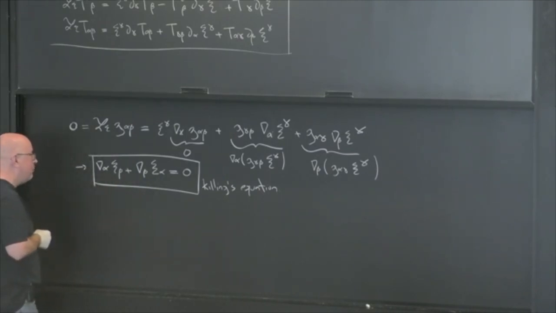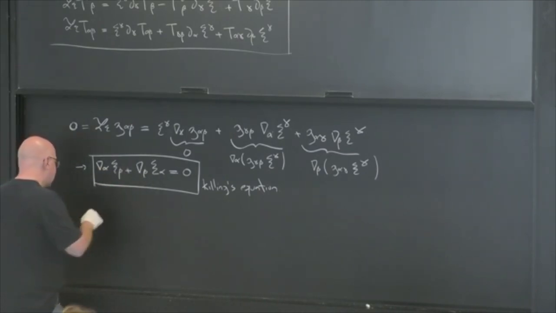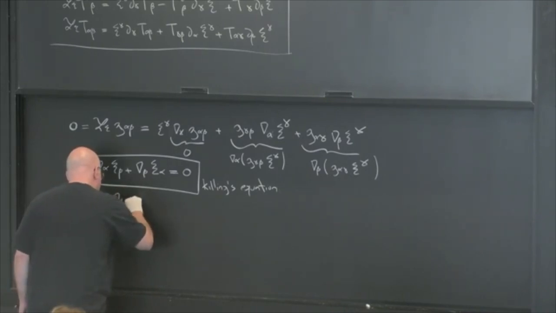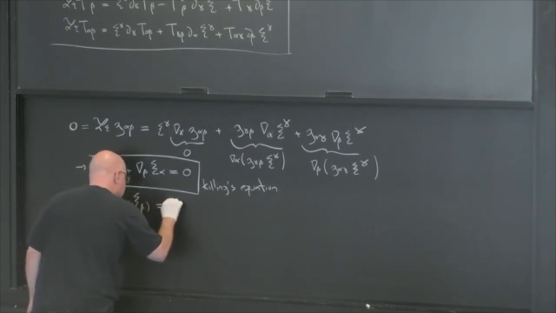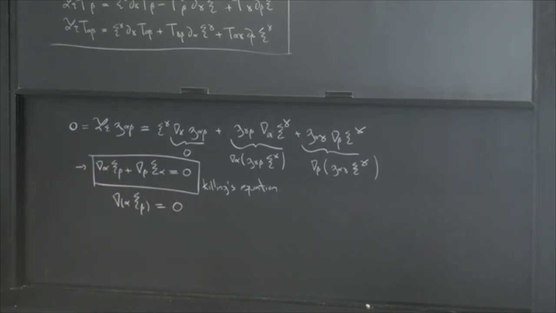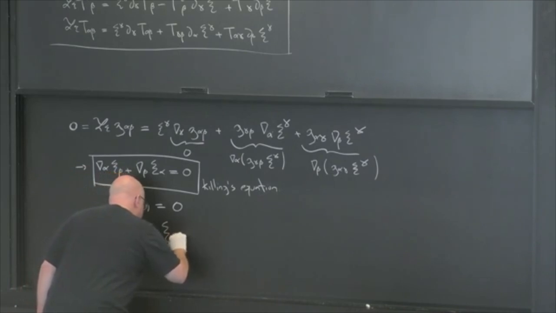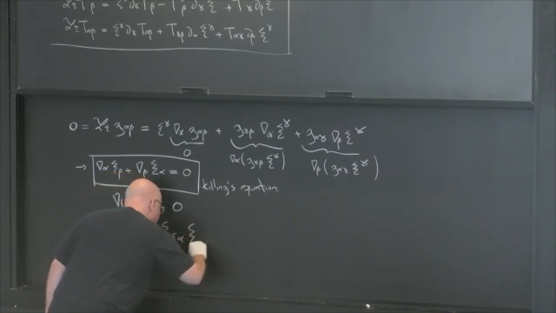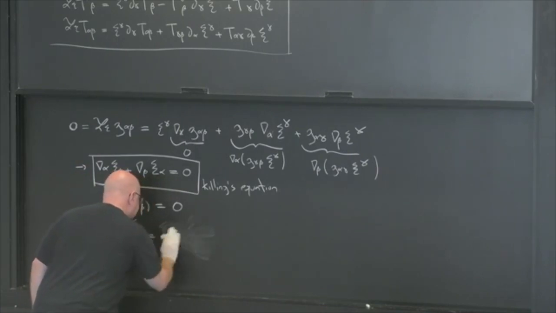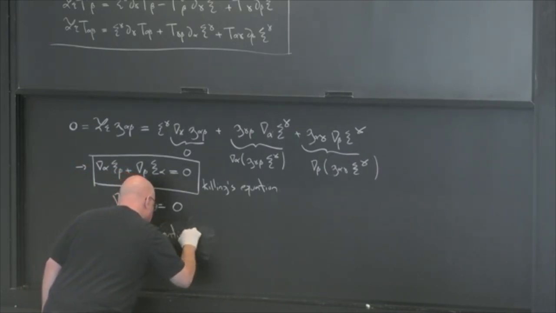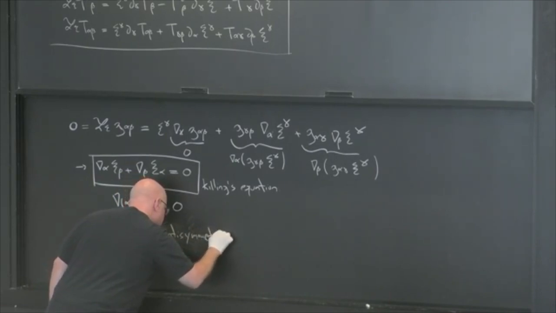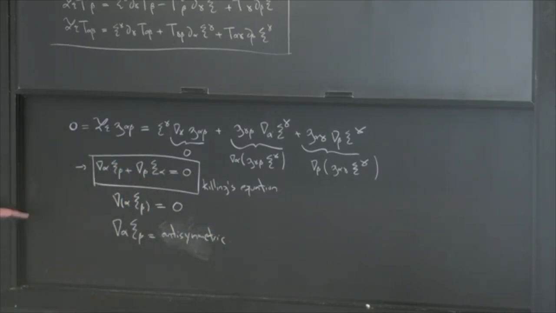And another way to make the statement of this equation is to say that if I take the symmetrized gradient of the Killing vector, we're going to get 0. And another statement of this is to say that the gradient of the Killing vector is antisymmetric. I'll just write it like this. Because the symmetrized version of it vanishes, that guarantees that the gradient must be an antisymmetric tensor.